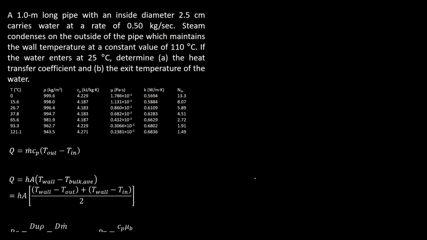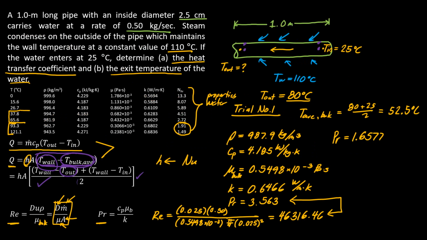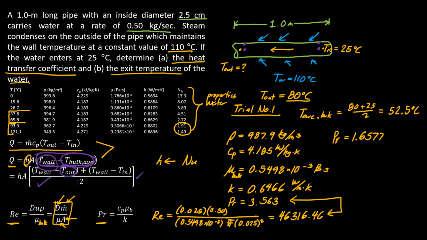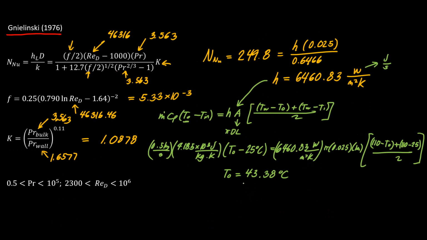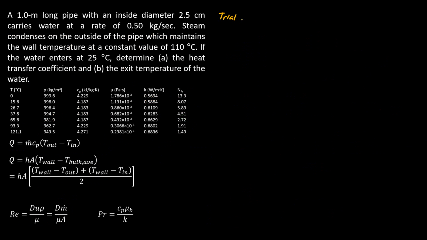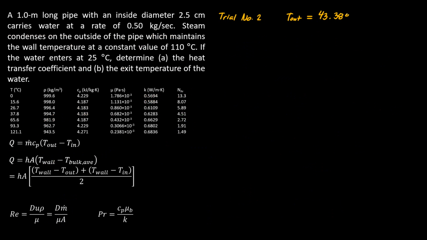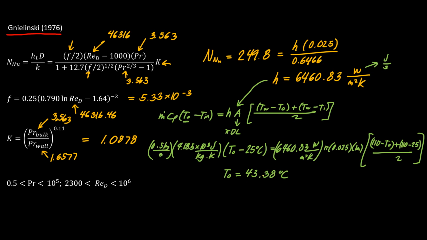So that is too far from our initial guess of 80 degrees Celsius. So if I do another interpolation, I expect this value to, because this is high, go lower a bit, probably 41 or 42. Let's see. So we'll do another iteration. Now that means for trial number 2, we're going to start with T out at the same value as what we obtained from the first trial.